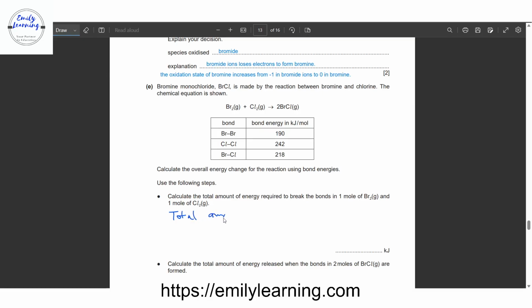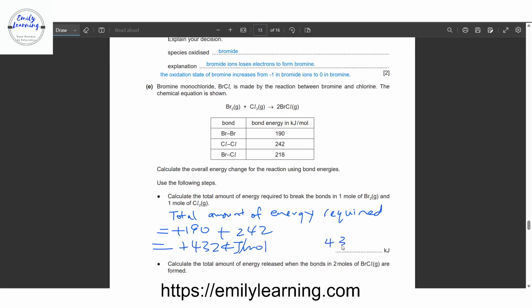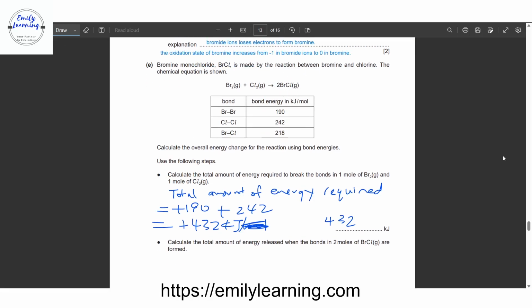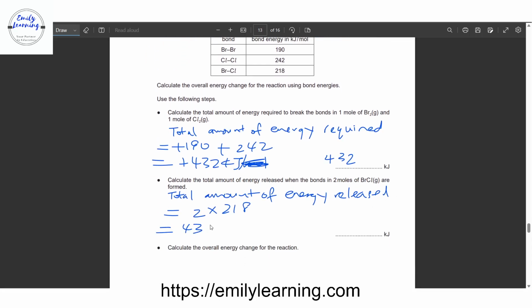Total amount of energy required will be equal to plus 190 plus 242, which gives us a value of plus 432 kJ per mole. So it's 432 kilojoules, because they say every 1 mole, so we don't need the per mole. Next, we form 2 moles of BrCl. So the total amount of energy released is basically 2 times 218, which gives us a value of 436 kilojoules.